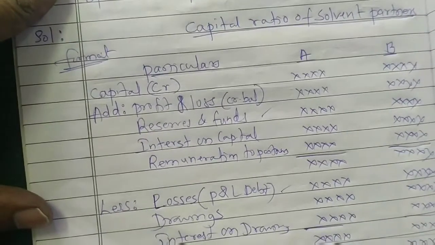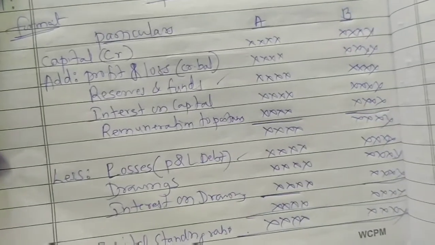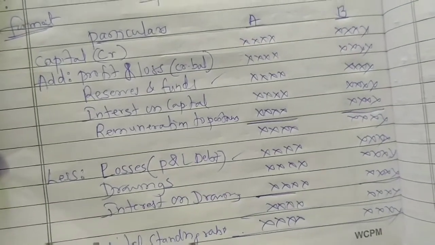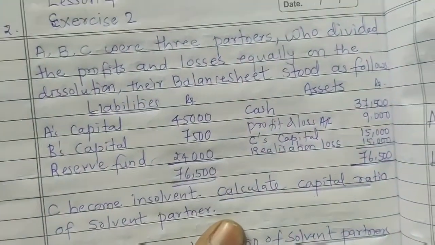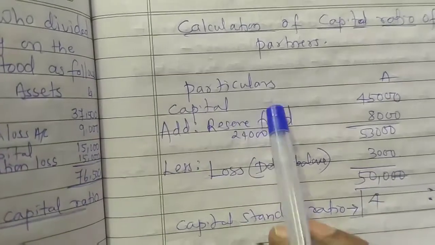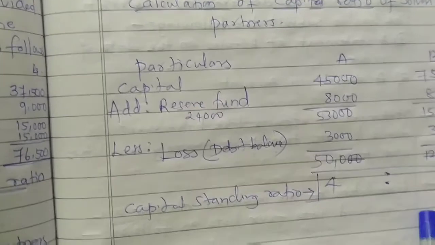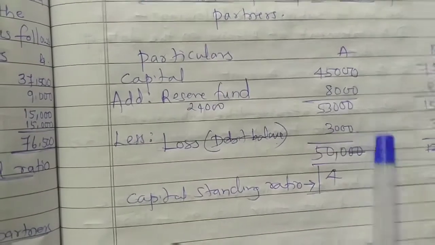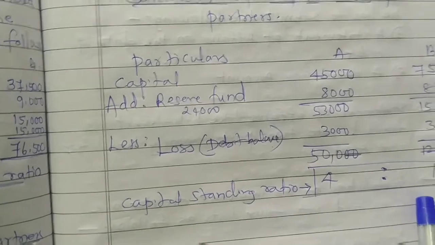So this is the capital ratio of solvent partners format, and for this problem we have calculated here the capital ratio of solvent partners, and at the end we have found their solvent partner ratios, that is 4:1.